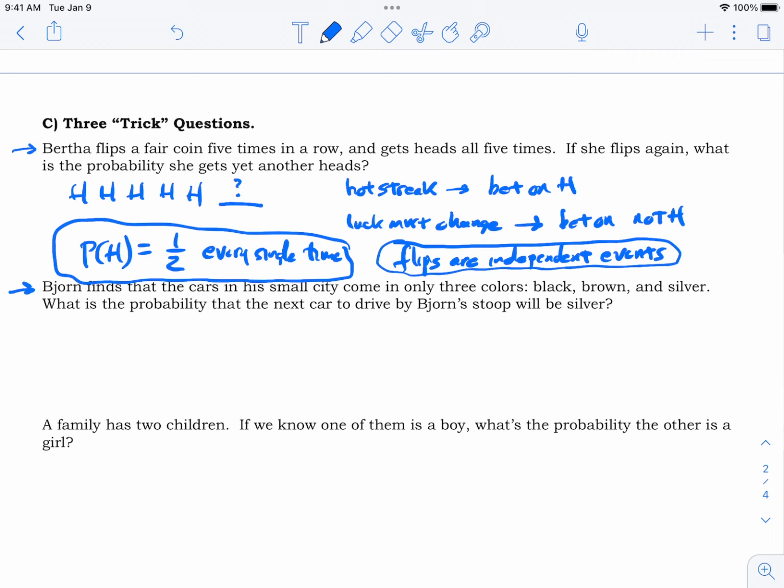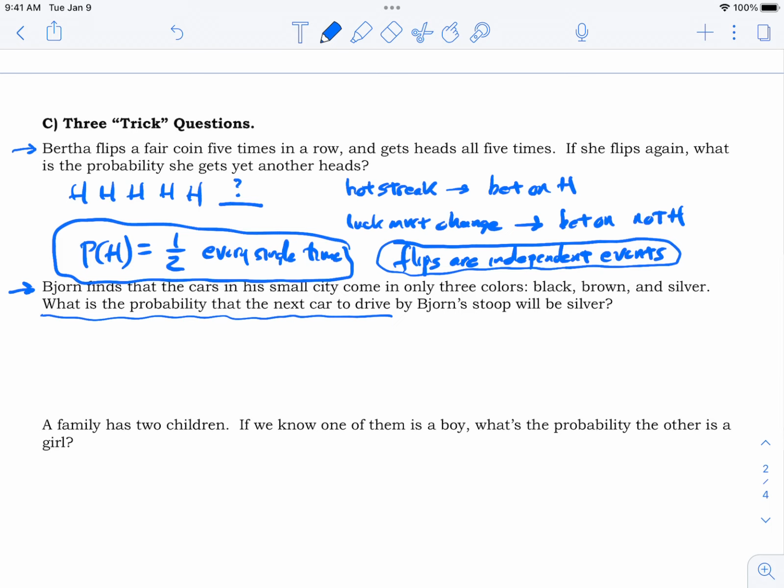Here's another one. Bjorn's looking at the cars in his small city. The cars in his city they're either black, brown, or silver. Nobody has a purple car. Nobody has a yellow car. It's either black, brown, or silver. Every single car, truck, whatever, in the city is either black, brown, or silver. So, what is the probability that the next car to drive by, which is kind of like saying pick a car, any car, right? Because we assume it's a random car that's going to drive by. What's the chance that this next car to drive by is going to be silver?